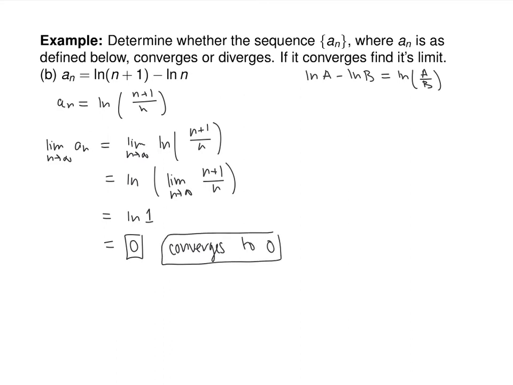So that means as you plug in larger and larger numbers for n, the result you get for a_n is getting closer to 0.